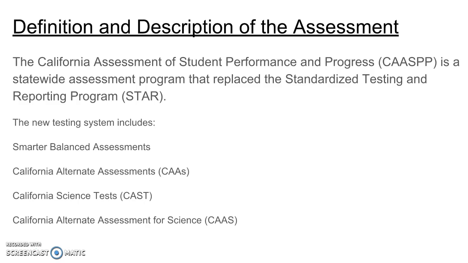Under the CAASPP, there are other assessments: Smarter Balanced Assessments, California Alternate Assessments, the California Science Test, and the California Alternate Assessment for Science. The Smarter Balanced Assessment is for all students to take in grades 3 through 8 and grade 11. The only students not required to participate are those who need an alternate assessment or English learners who are in their first year of attending school in the United States.